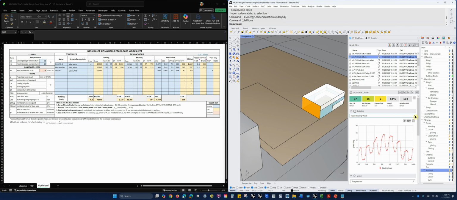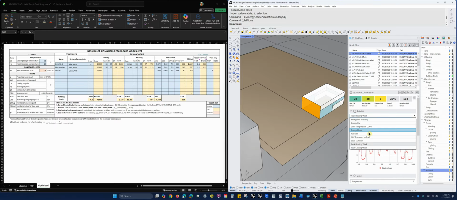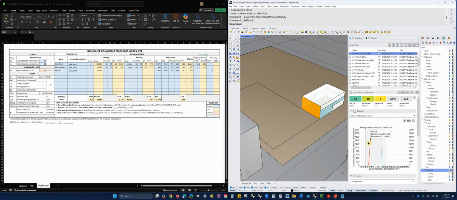That's when I did it connected to the other zones. If I do it with this adiabatic surface, it's a little bit lower. So now I'm at like 13. But which one's more accurate? Well, if I look at my comfort curve, when I'm running a single zone, I'm completely within my comfort range.